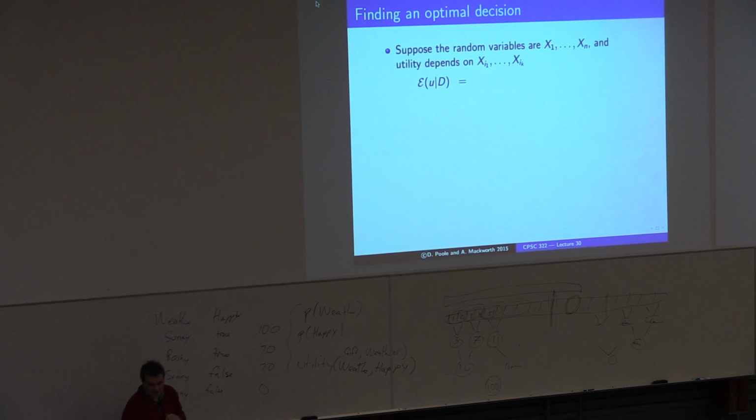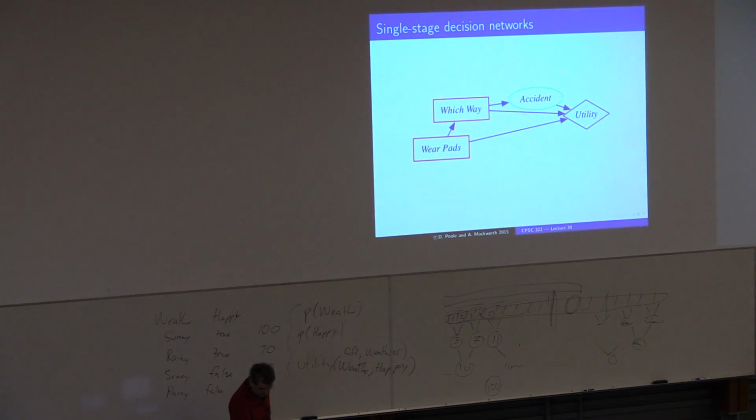So now we've got a whole lot of random variables, x1 to xn, and we have the utility that depends on some subset of these variables, like we did before. If we look at this one here, you've got the utility as a function of which way, where pads, and accident, and the random variable here is just accident.